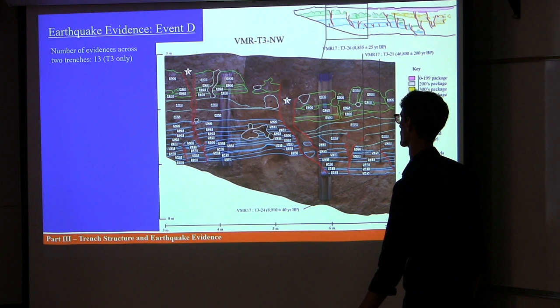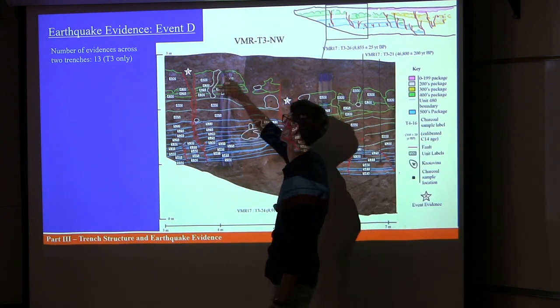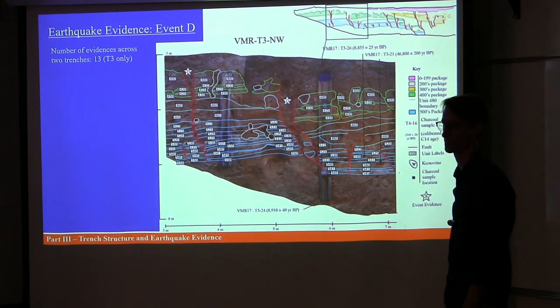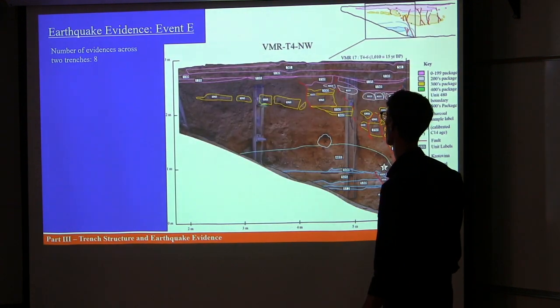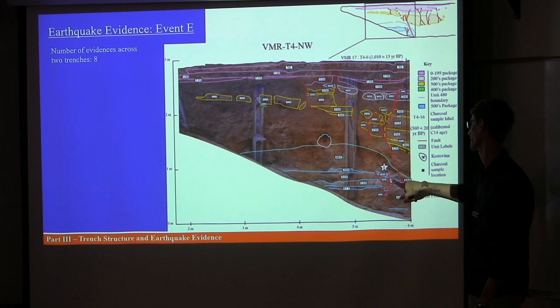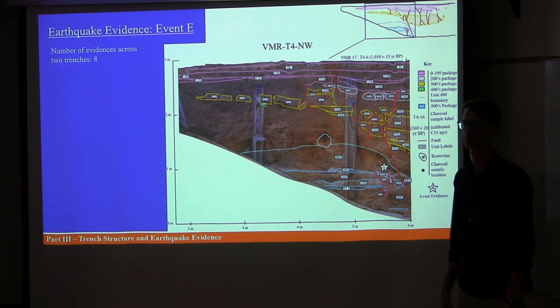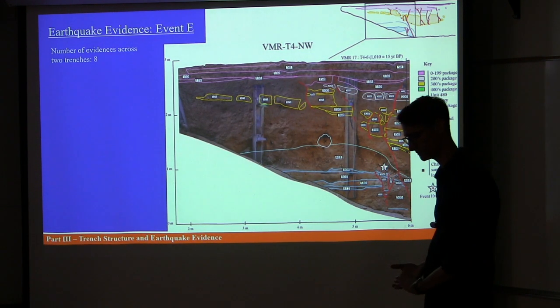Event D has very similar evidences, although interestingly, this one has a fissure with fill from this overlying sediment, which is a pretty good evidence, despite how old it is. And there are 13 evidences for that. And for event E, we have 8 across the 2 trenches, and a very clear fissure with 481 filling in this portion of the fissured unit 500. So those are our events A, B, C, D, and E.